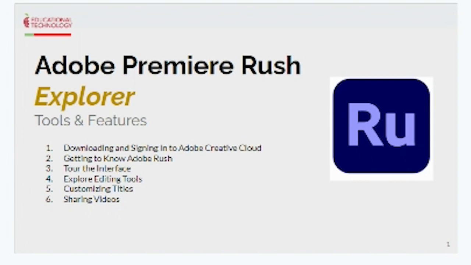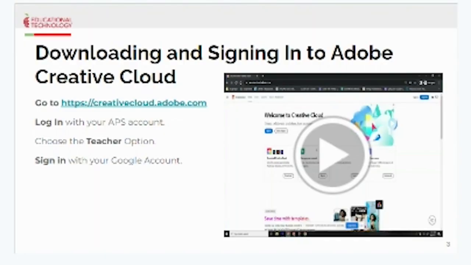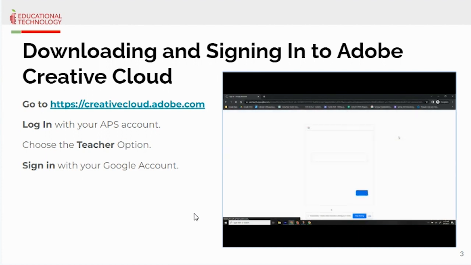The first thing you'll need to do is download Adobe Creative Cloud and sign in using your APS credentials. First, go to creativecloud.adobe.com, log in with your APS account, choose the teacher option, and sign in with your Google account.